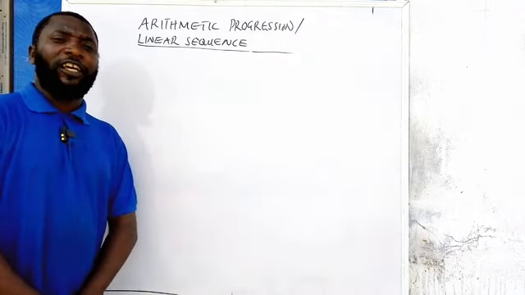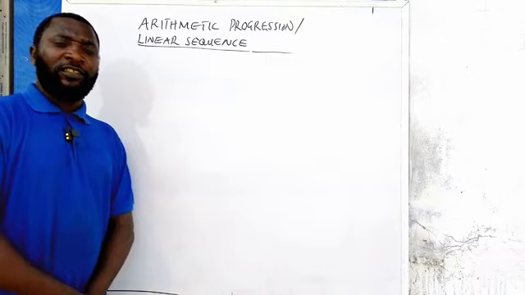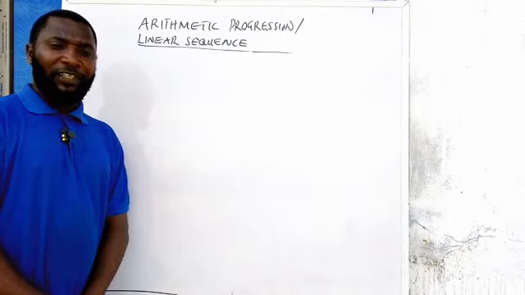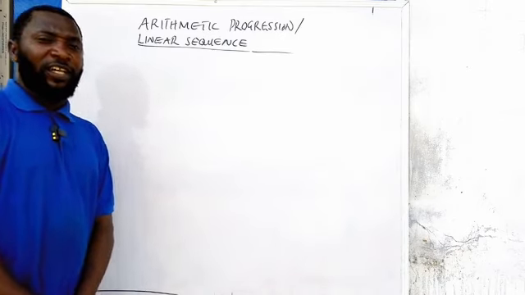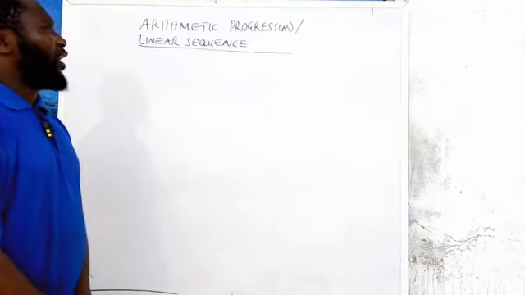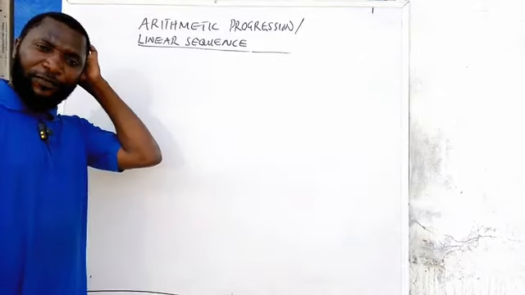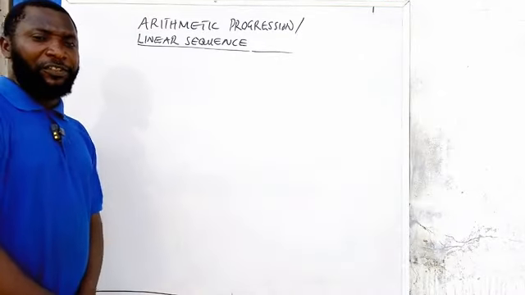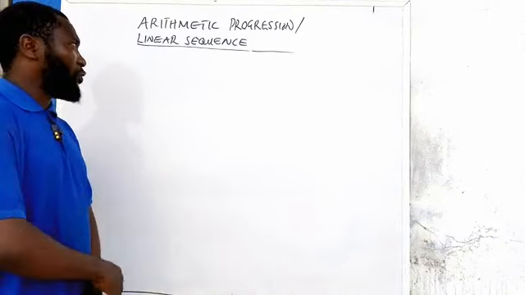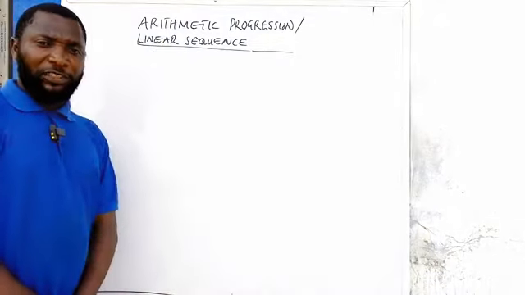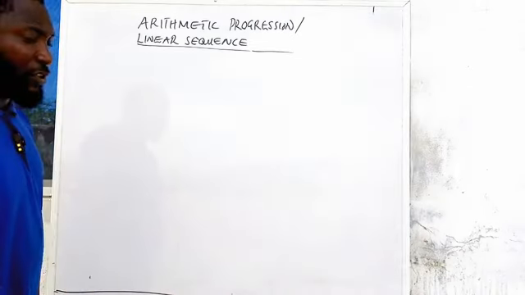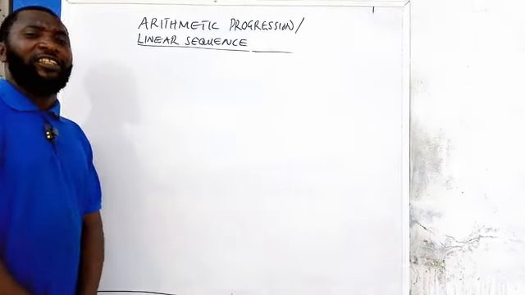In this lesson, we want to consider arithmetic progression. In our previous lesson, I gave the definition of sequence and series. I gave several examples and how each term is generated. From then, I gave two types of sequence: the linear sequence, which is an arithmetic progression, and the geometric progression, which is also known as the exponential sequence.